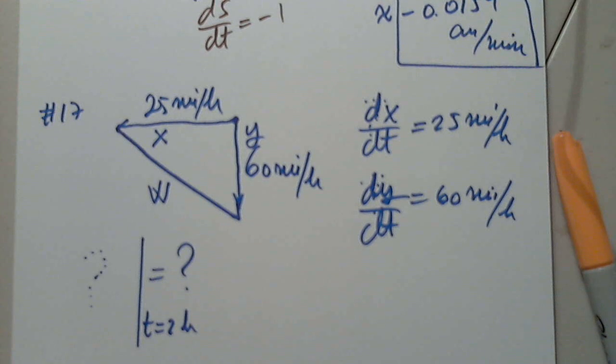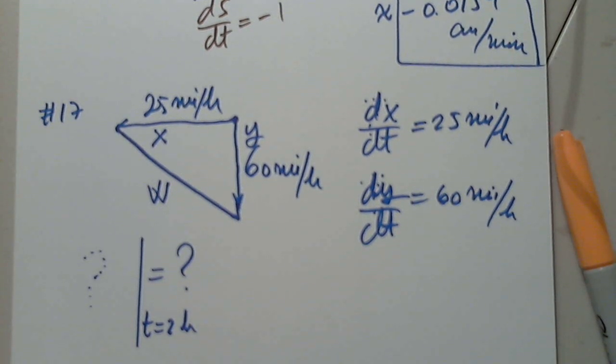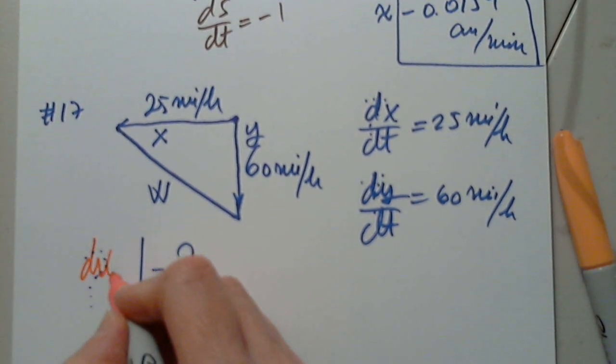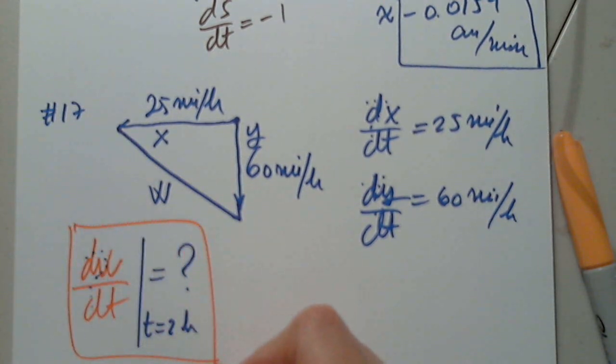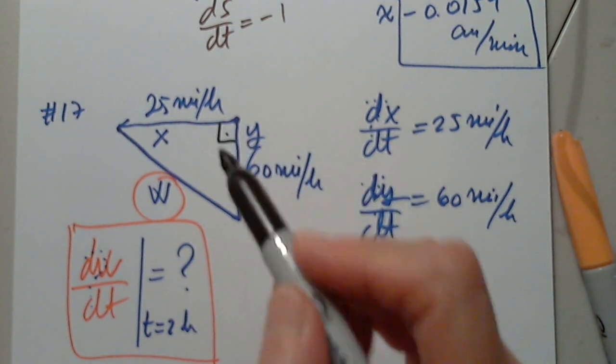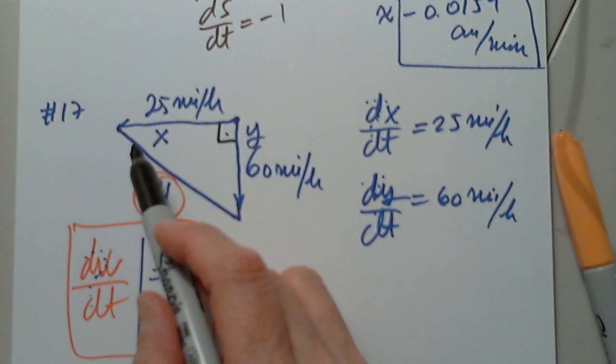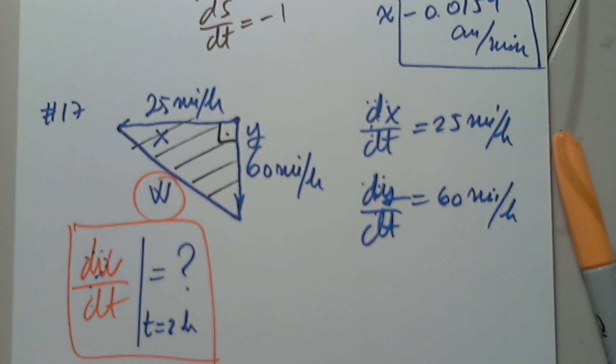But let's read the question one more time. At what rate is the distance between the cars increasing 2 hours later? So that's dw over dt. That is what we are asked to find, the rate of change of the distance between those two cars. Awesome. Great job. So therefore, I'm sure you understand that this is a 90-degree angle, and you know that this is a right triangle.